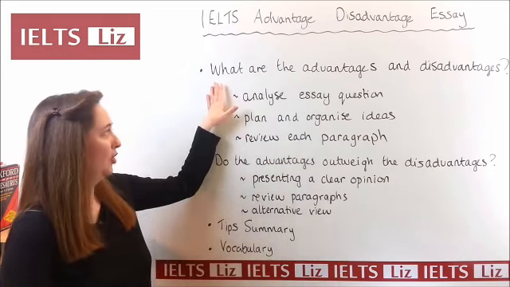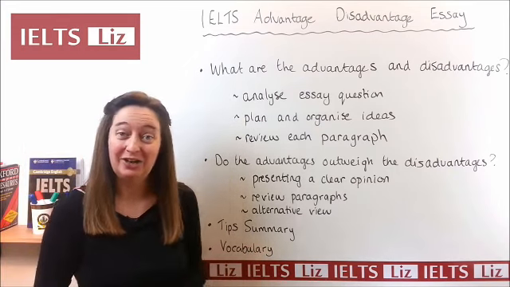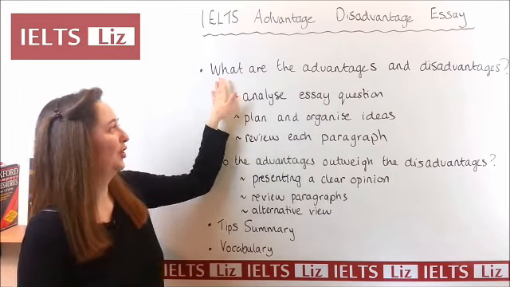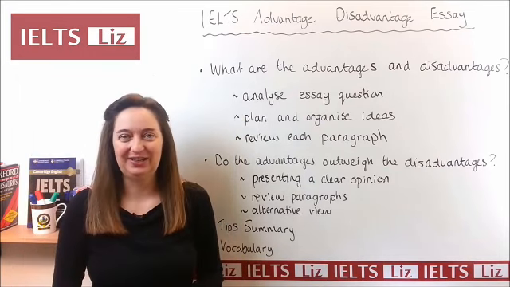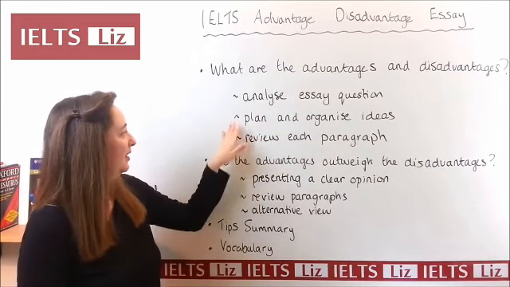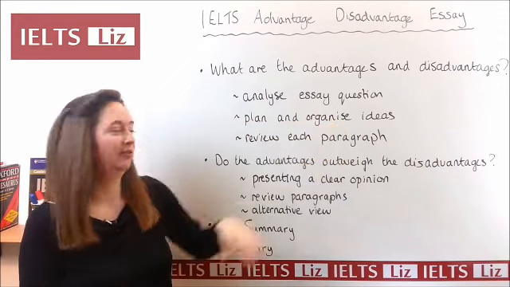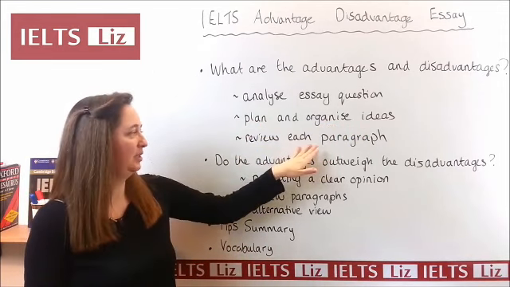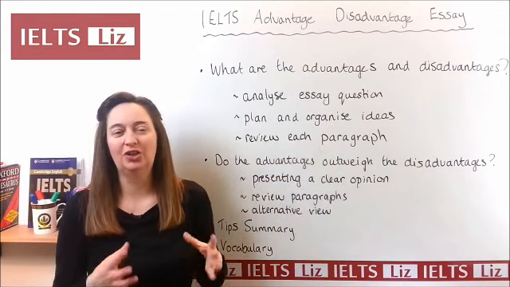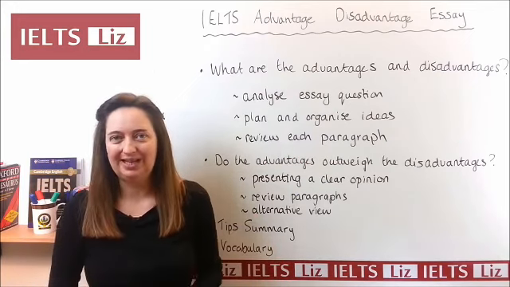Now, we're going to start off by looking at the easiest essay question that you can get in the IELTS test. And that is, what are the advantages and disadvantages? We're going to start with analysing the essay question. Then we will plan the ideas and organise them into paragraphs. Then we will write each paragraph and review it and look at the content so that we end up with a Band Score 9 model essay.